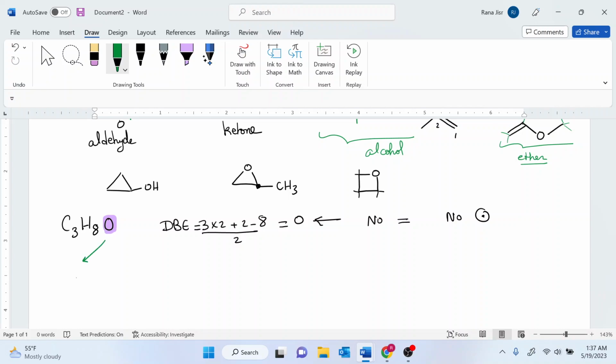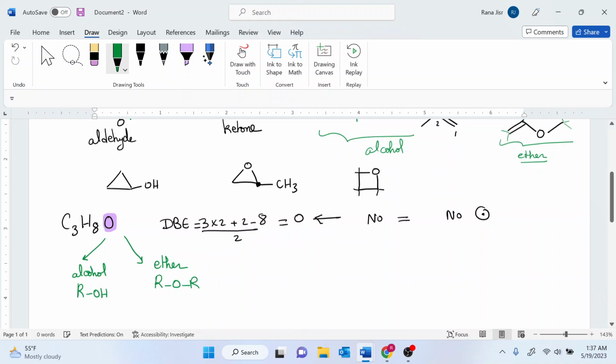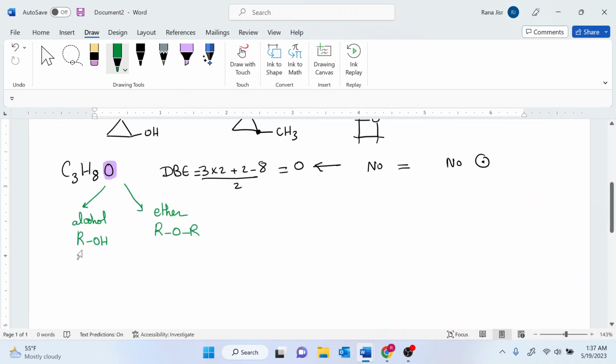If I have an oxygen in my formula and I have a 0 DBE, this means 2 things. I'm going to have either an alcohol or an ether. The alcohol has a general formula of ROH and the ether has a formula of ROR. Always put the general formula in there just to know the connectivity. So let's start with the alcohols. I have 3 carbons. So this is 1, this is 2, this is 3. I'm just going to put the OH at the end.